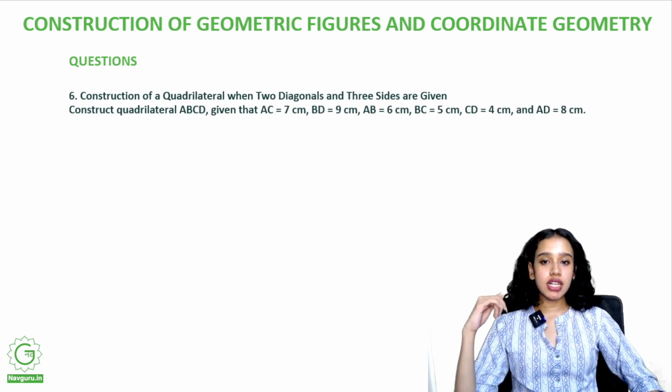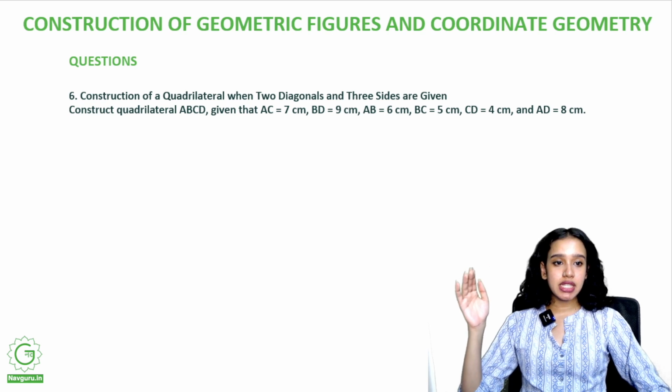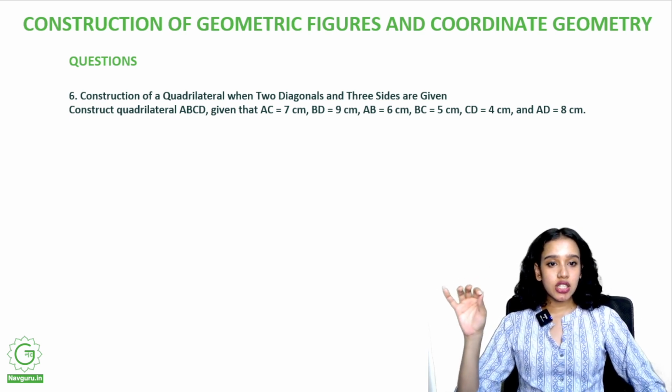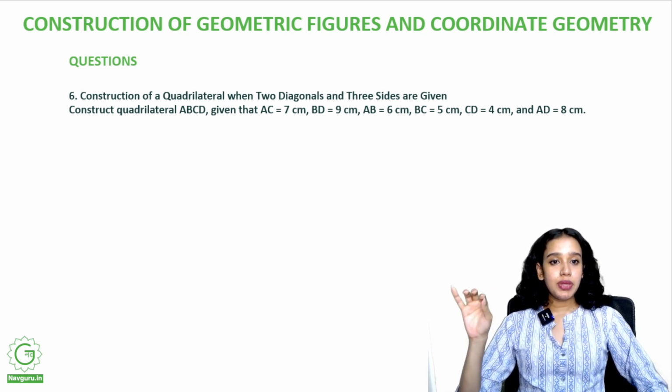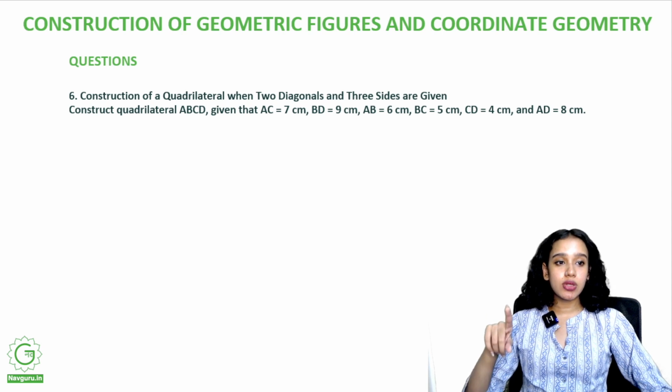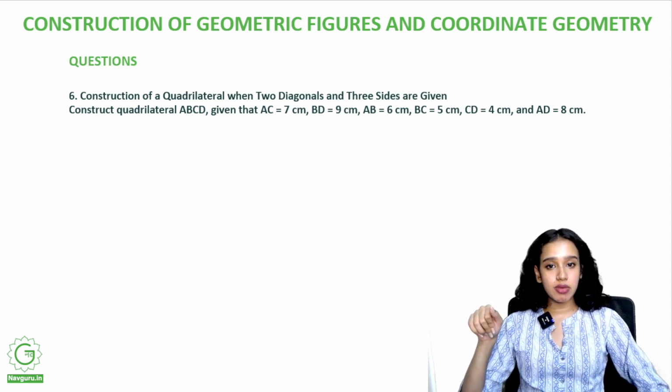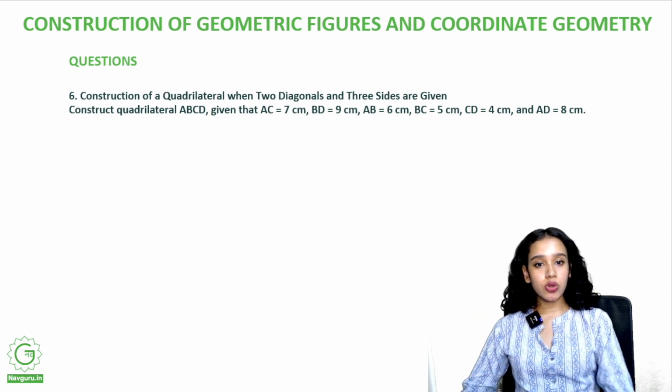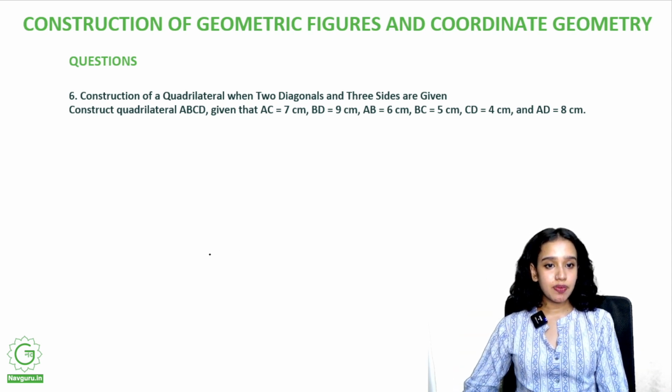Now, moving on to the next question, construct a quadrilateral ABCD given that AC is equal to 7 centimeter, BD is equal to 9 centimeter, AB is equal to 6 centimeter, BC is equal to 5 centimeter, CD is equal to 4 centimeter and AD is equal to 8 centimeter. So, what all do we have here? We have 2 diagonals and 3 sides. So, we have a quadrilateral ABCD, right?